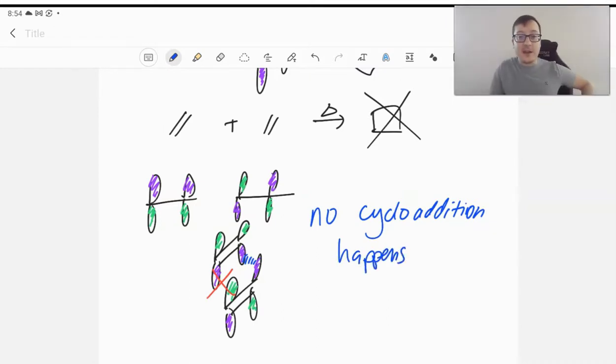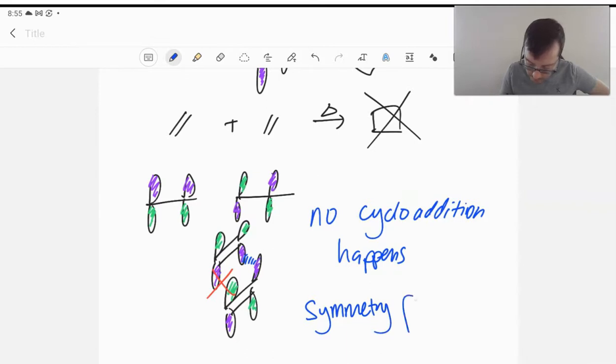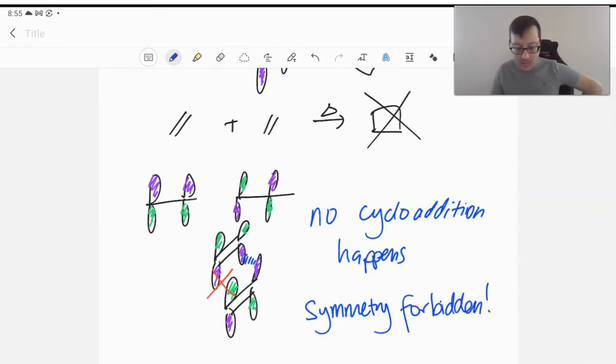The point is here that in terms of trying to do a thermal reaction with ethylene and ethylene, we do not end up getting a cyclic product because we don't have the correct symmetry. So this is what's called symmetry forbidden. Because the orbitals do not overlap constructively in all cases, we're not going to see symmetry allowing for this to happen.